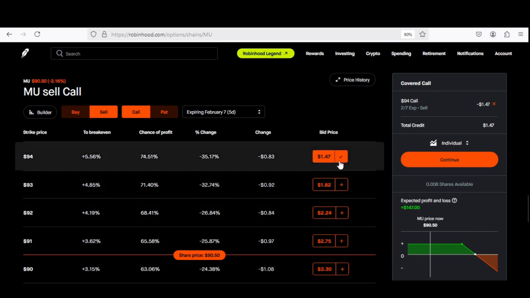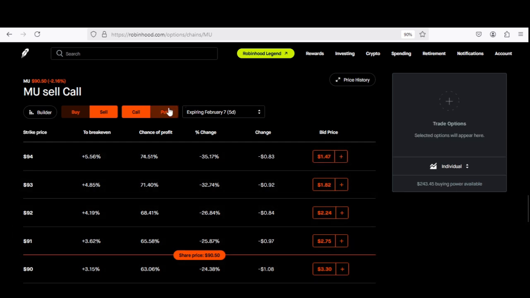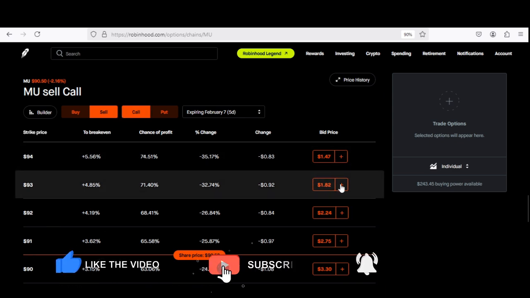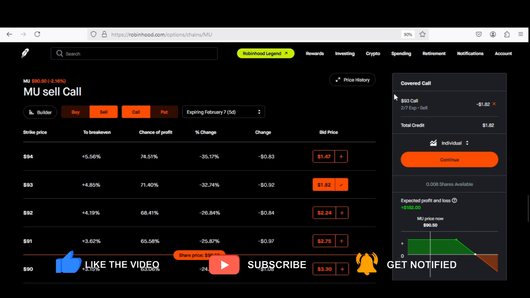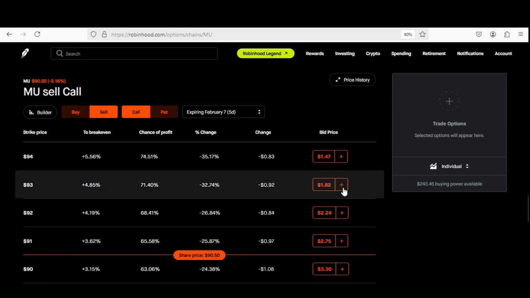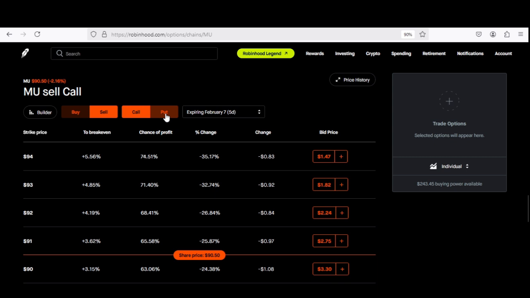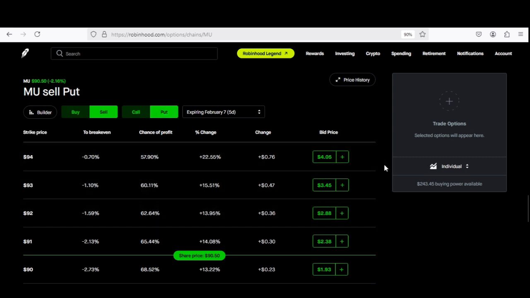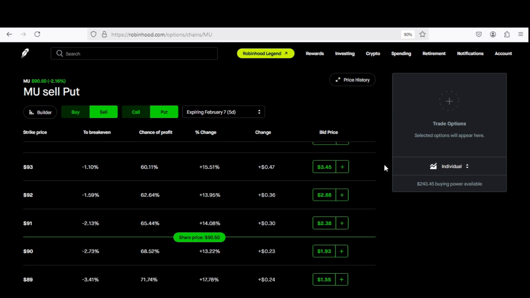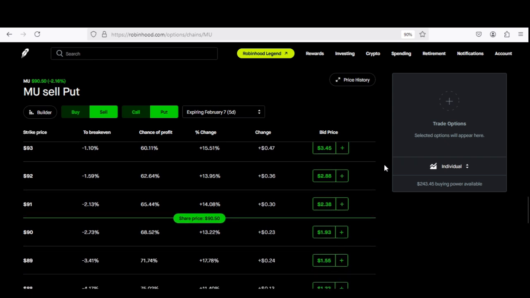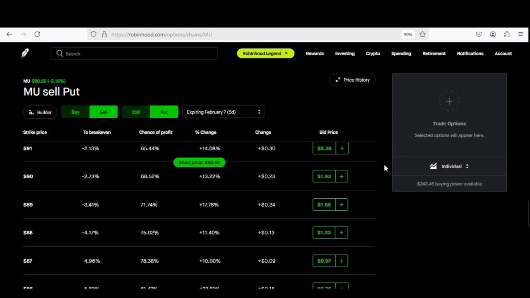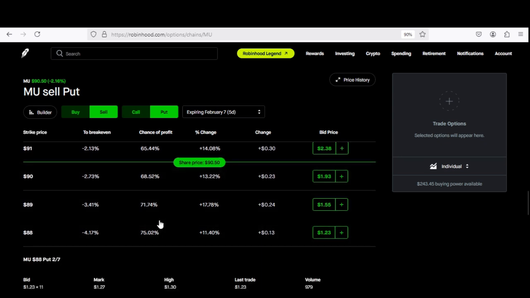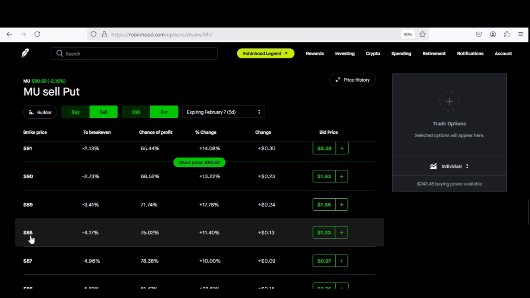So we're going to get out of this, and now we're going to go over to put. That was a sell call, or in option terminology, it's known as a covered call option strategy. Okay, now we're going to go over to sell put. When you're selling a put, it's highly advisable that you choose a strike price, and here's your next word, strike price, below the share price. So the strike price we're going to go with is $88.